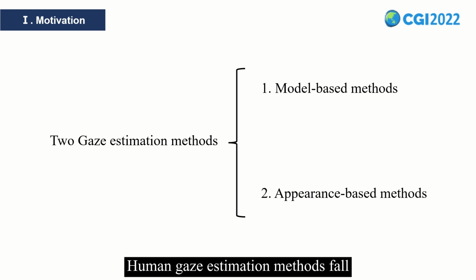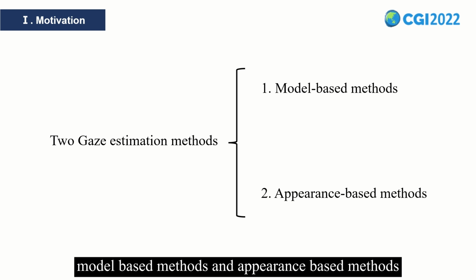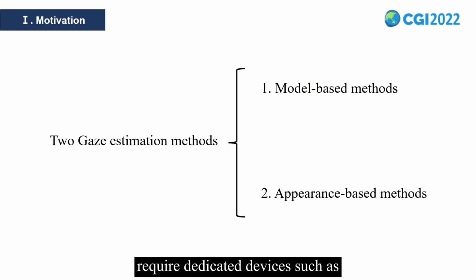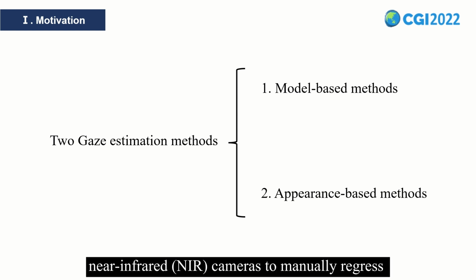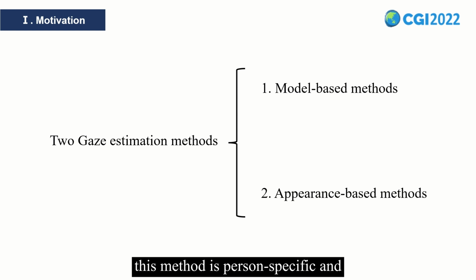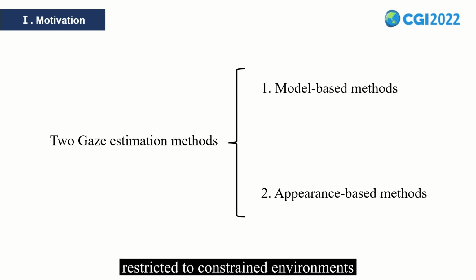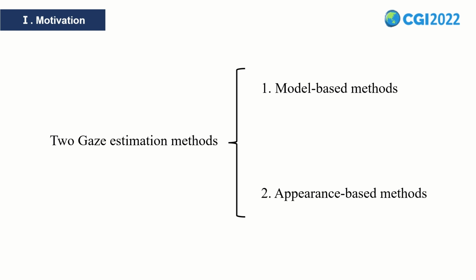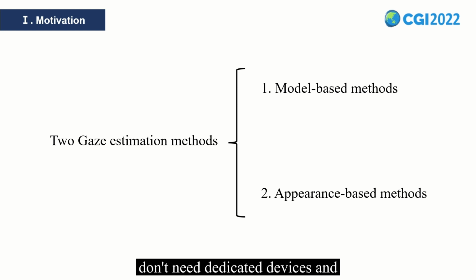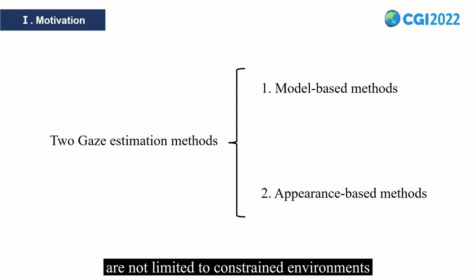Human gaze estimation methods fall into two broad categories: model-based methods and appearance-based methods. The model-based methods require dedicated devices such as near-infrared cameras to manually regress the eye features and build a geometric model. This method is person-specific and restricted to constrained environments. In comparison, appearance-based methods don't need dedicated devices and are not limited to constrained environments.